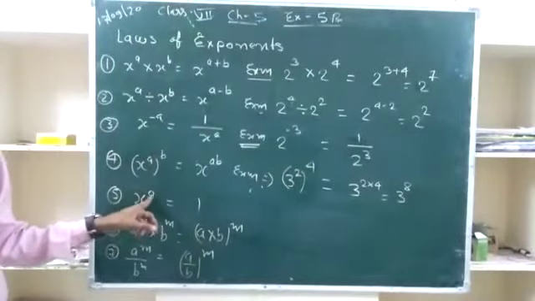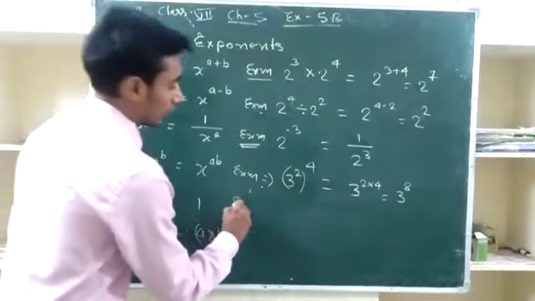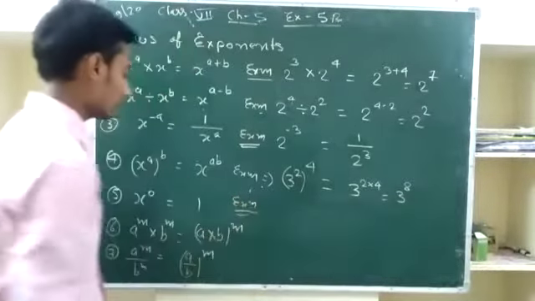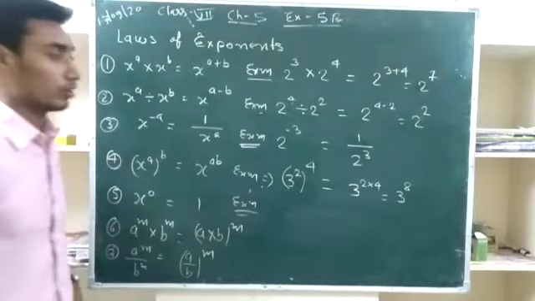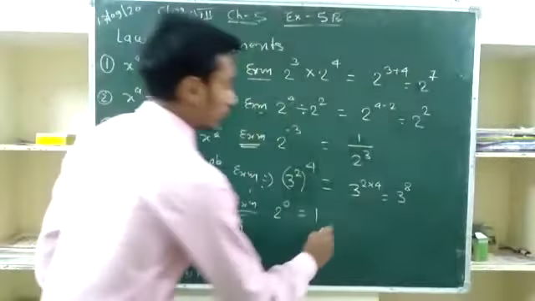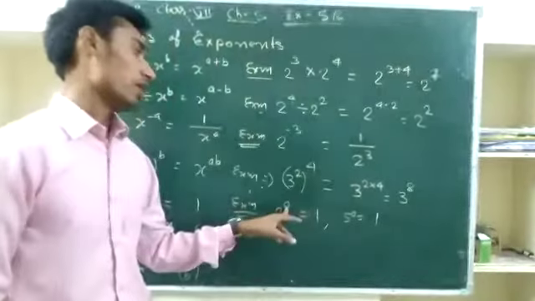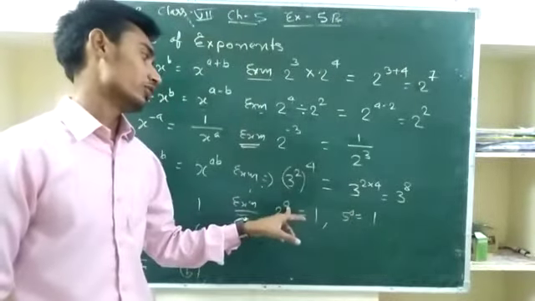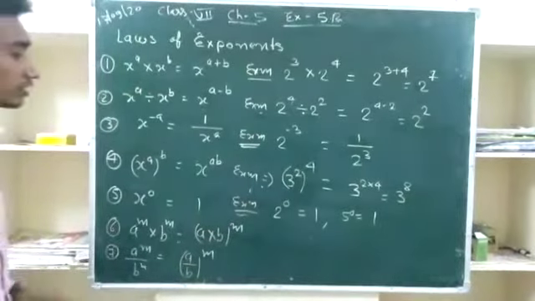Next, x raised to 0. So x raised to 0 is always 1. If you have power 0 of any number, the answer should be 1. Like 2 raised to 0, what is the answer? 1. 5 raised to 0, the answer is 1. So if you have exponent 0, the answer should be 1. Okay. Next, the 6th law.